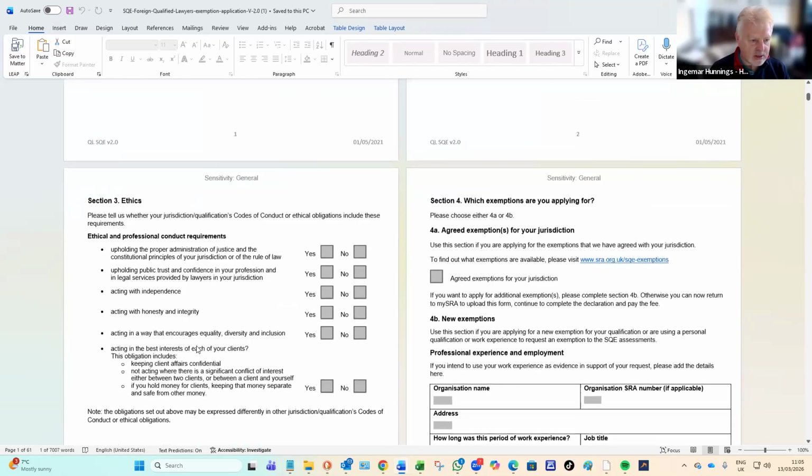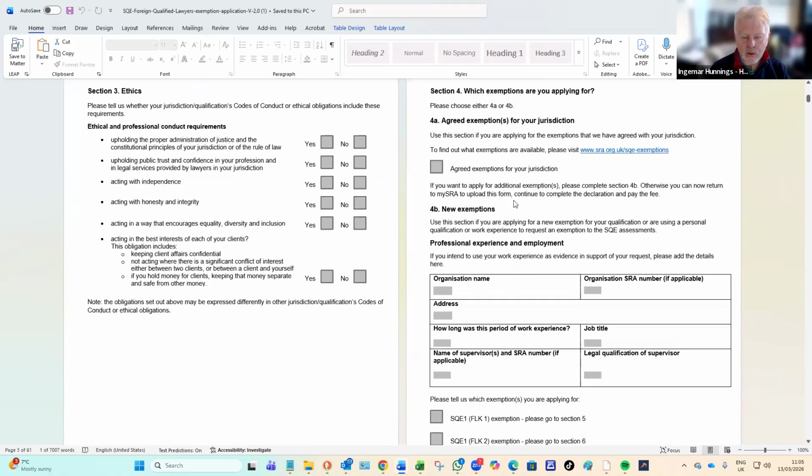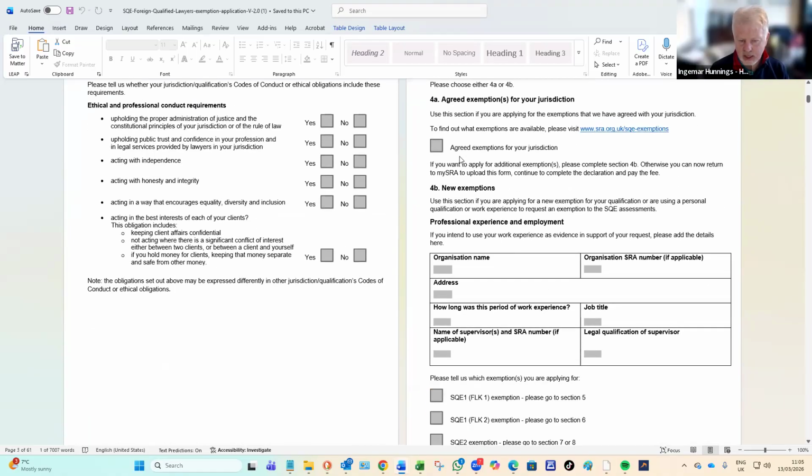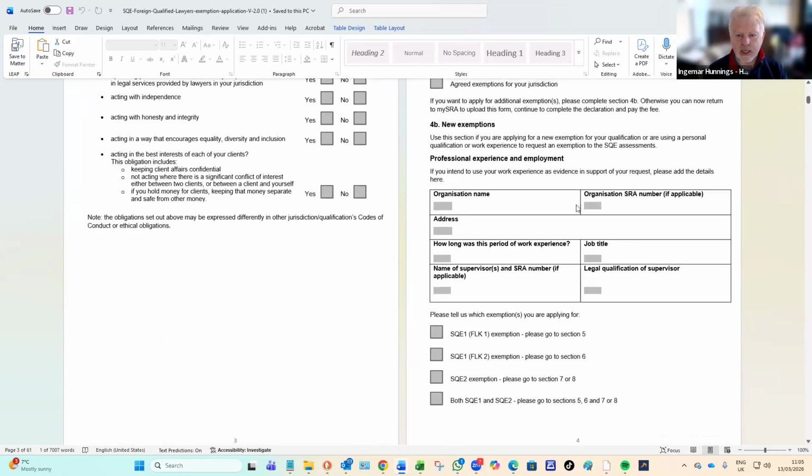3 is your ethics. 4 is what you're applying for. It is not 4A. You don't have an agreed exemption. It's 4B, and you put in the name of the organization or organizations where you've got your post-qualification legal work experience that you're referencing here. This is not very friendly for you putting more data in. Just do the best you can. It's the SRA's formatting. It's SQE2 exemption. You click here.